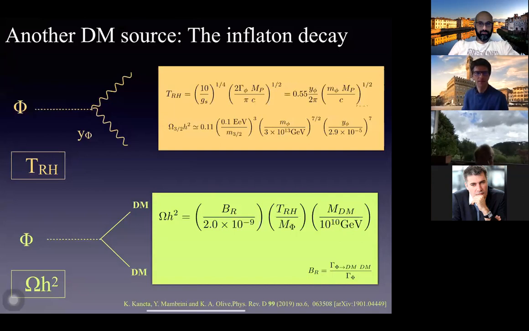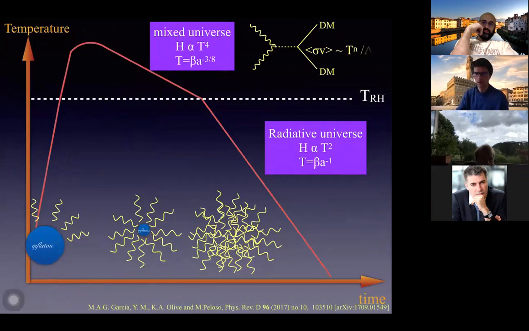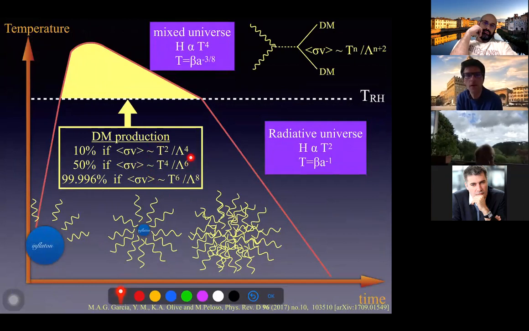once you do that, this is a sketch that you have, and what we mainly show is that depending on the dependence of the cross-section on the temperature, you can have from 10% of dark matter produced in this early stage to 100% if your cross-section is very dependent on the reheating temperature. So this depends on your model, of course.